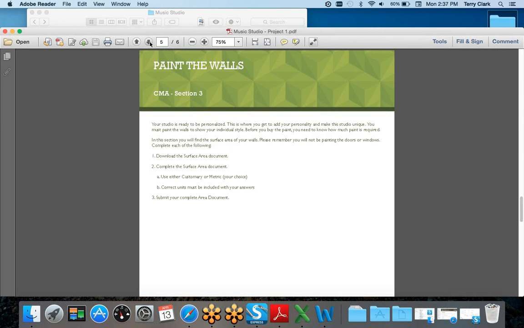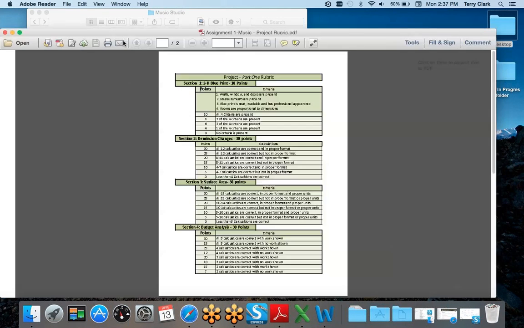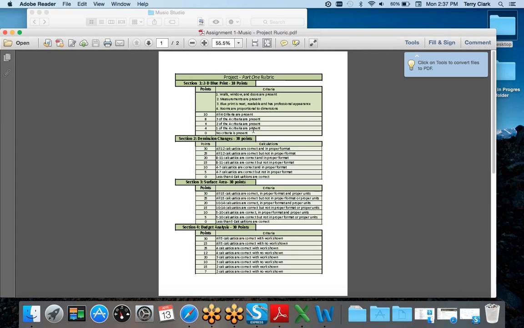All right, let's do this then. Let's go one more place just to make sure, because I'm not seeing anything on it there. Let's go to the rubric. Okay, walls, windows, measurements present, blueprint is neat, readable. No, you don't need to add furniture. I mean, if you want to add furniture, you can, but there's nothing in the rubric that says you're going to be graded for it.